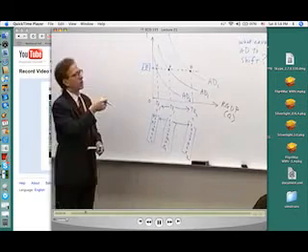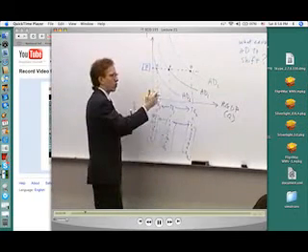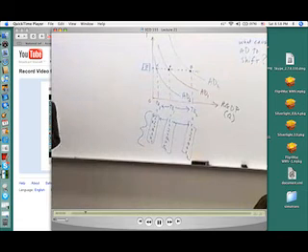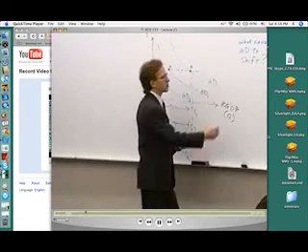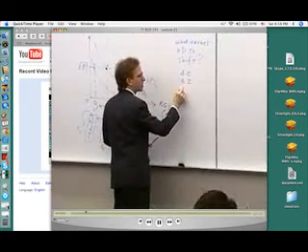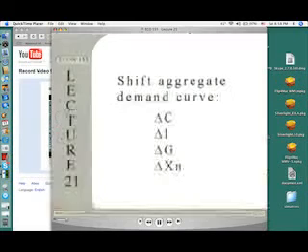So what causes the curve to shift, or what determines its position? And the answer is these things right down here: consumption and investment and government spending and net exports. Those are the things that cause this curve to shift. Change in consumption, change in investment, change in government purchases, change in net exports. That's what causes the curve to shift.